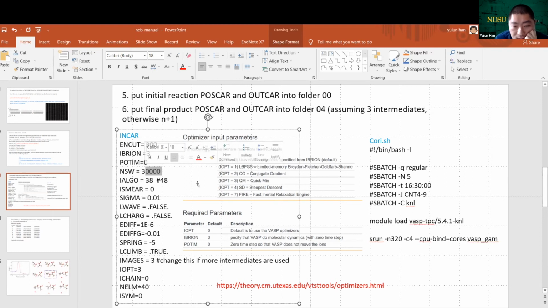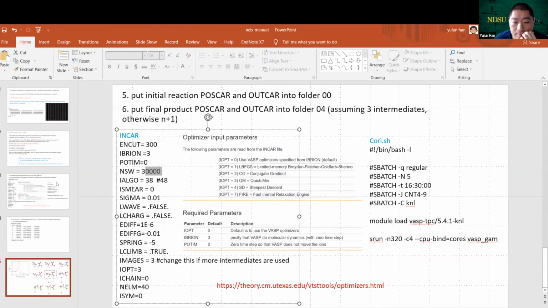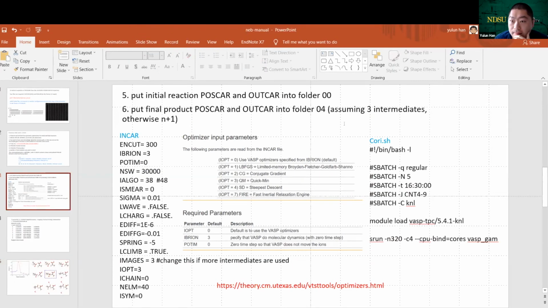Can one submit job for the whole sequence and restart as a managed job system? No, I guess you just need to submit once. Okay. Yes, you can submit this kind of job for a limited number of steps and then restart. Just convert CONTCAR to POSCAR again.